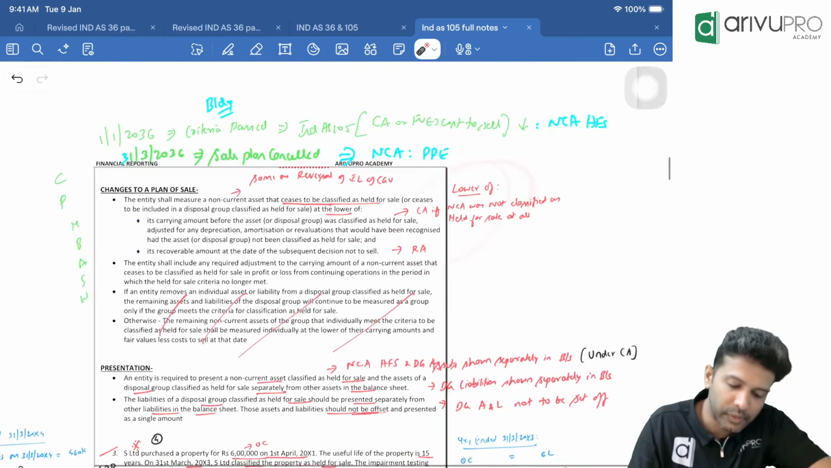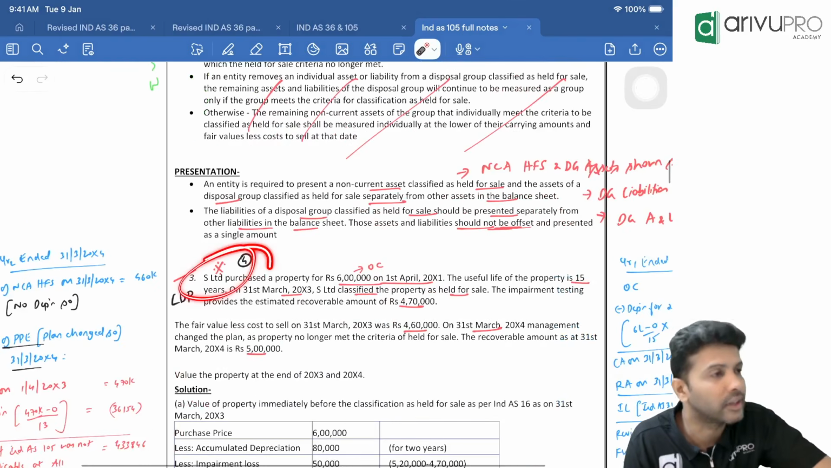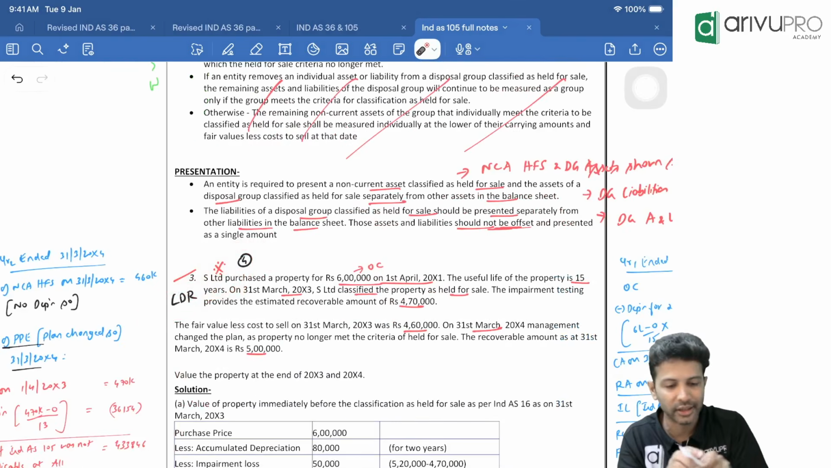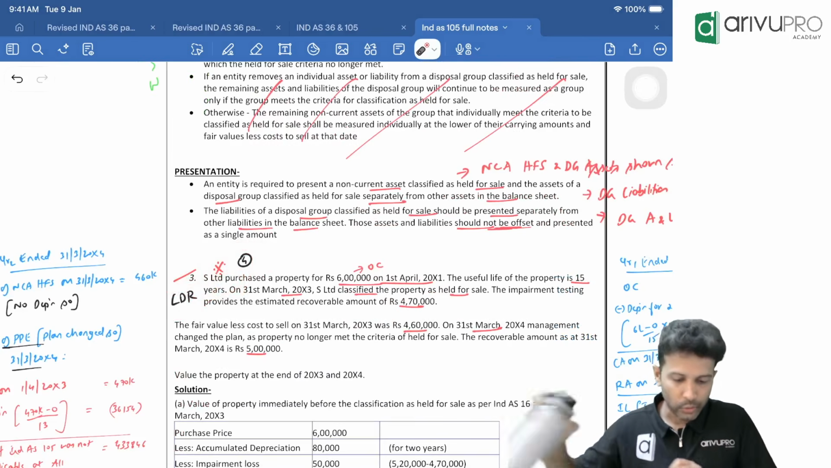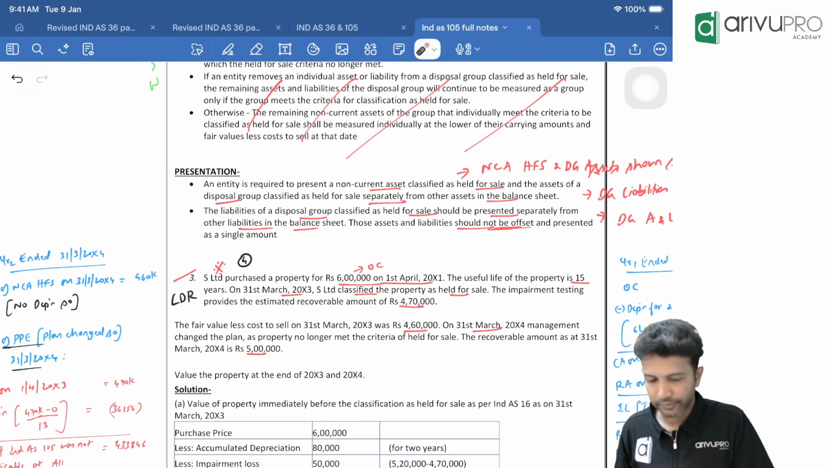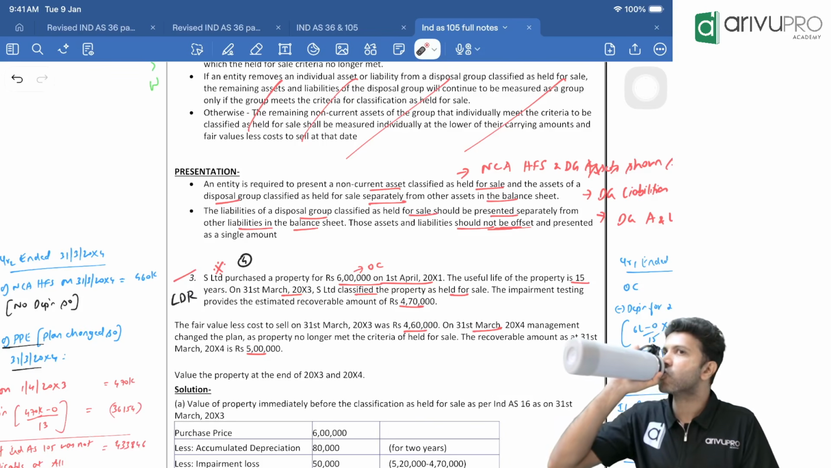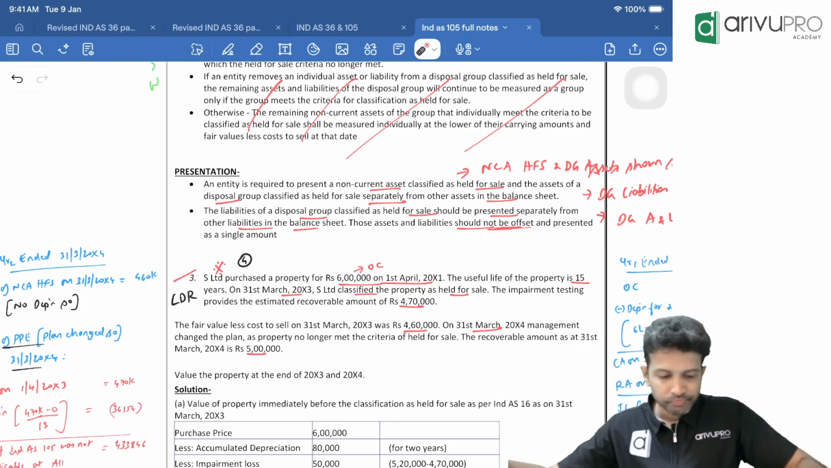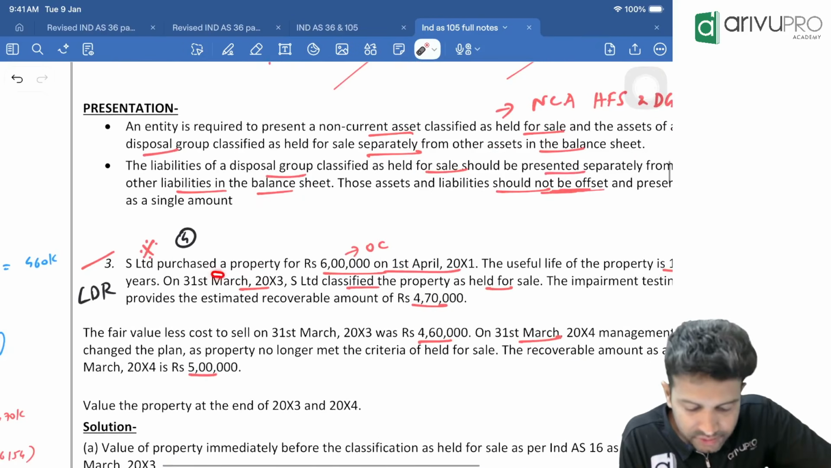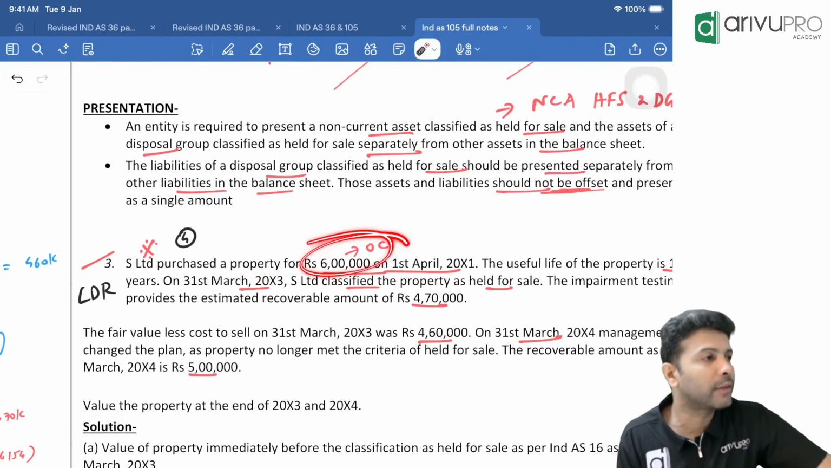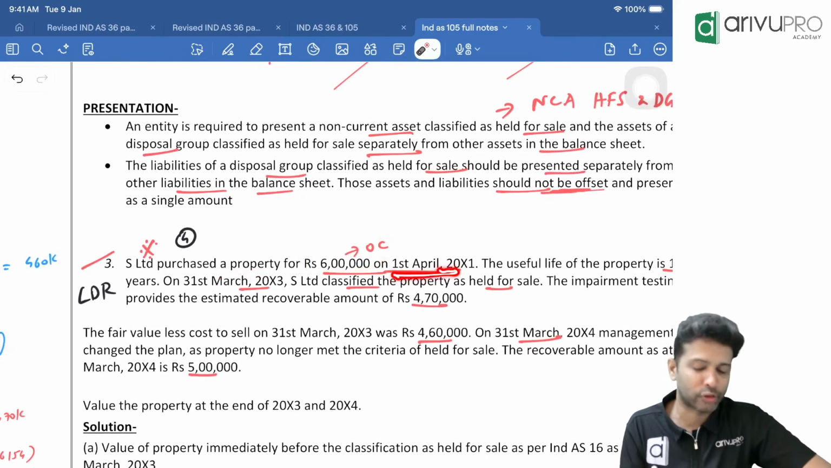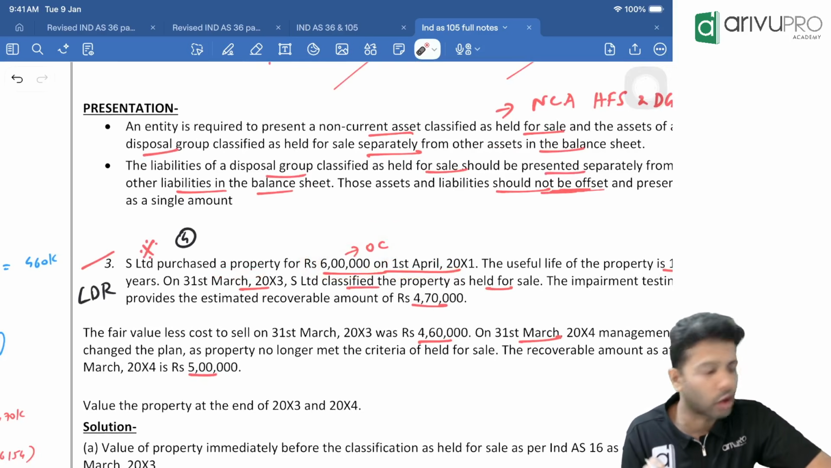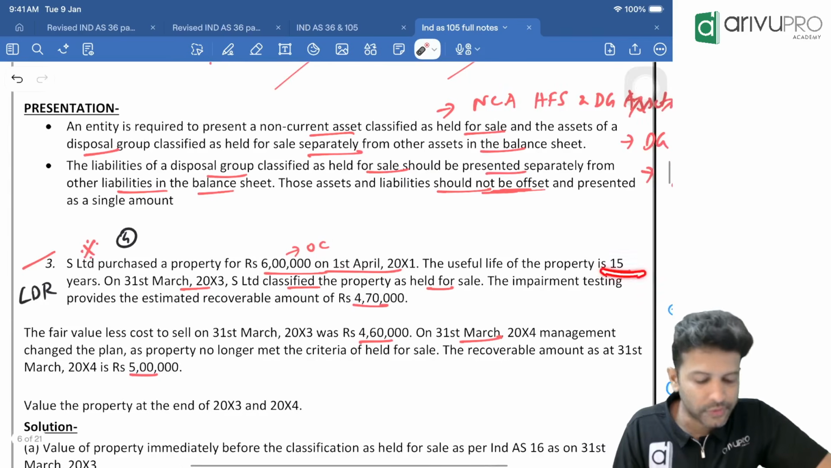About this, we will learn in question number 3. It's an LDR. This question, I'll keep it as LDR. Let's do this question. S Limited, one company, purchased a property for 6 lakh on 1st April 2021. So 6 lakh is your original cost. Useful life is 15 years.